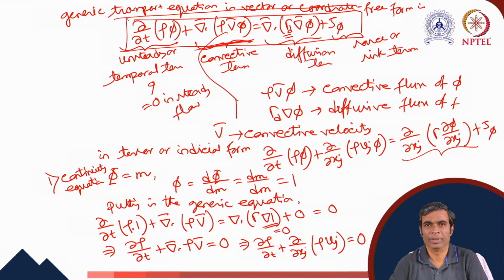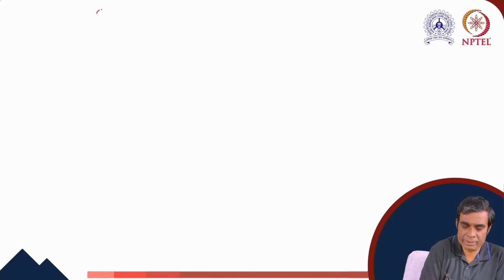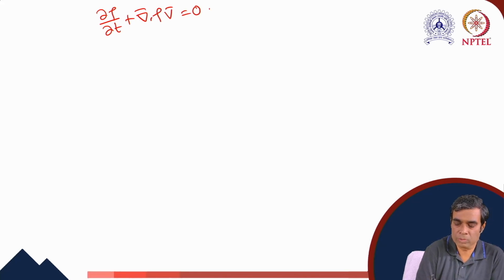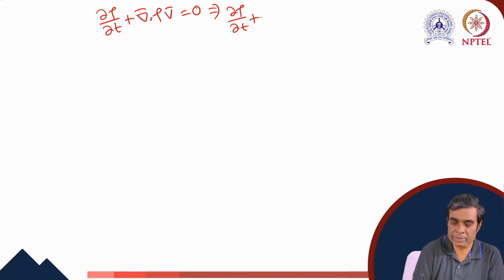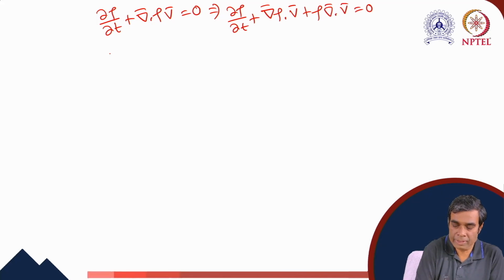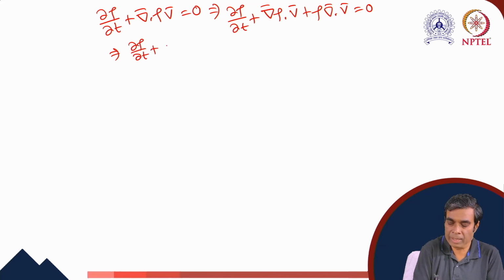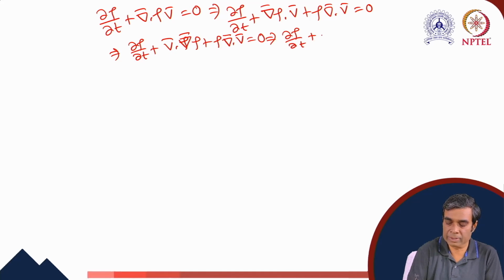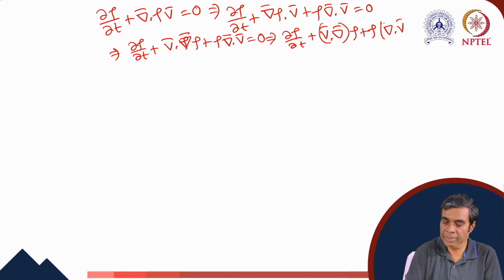We can have certain simplifications from this equation. We write ∂rho/∂t plus divergence of rho v bar equals 0. Now we can expand this term as ∂rho/∂t plus gradient of rho dot v bar plus rho into divergence of v bar equals 0. This we can write as ∂rho/∂t plus v bar dot gradient of rho plus rho into divergence of v equals 0. This gives ∂rho/∂t plus v bar dot del into rho plus rho into divergence of v equals 0.